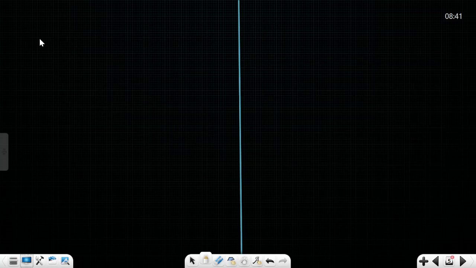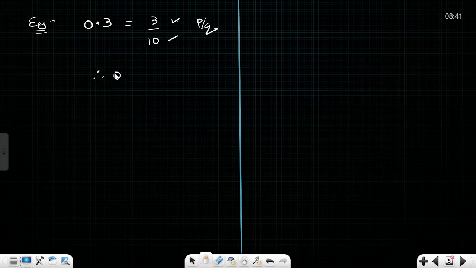Next example, how we can call some of the decimals as rational numbers. Let's take 0.3, Akshita. How can you write 0.3 in a p by q form? Very easy. You can write it as 3 by 10. You are able to write it in p by q form, na? Therefore 0.3 belongs to rational numbers. Clear? Let's take some other example.